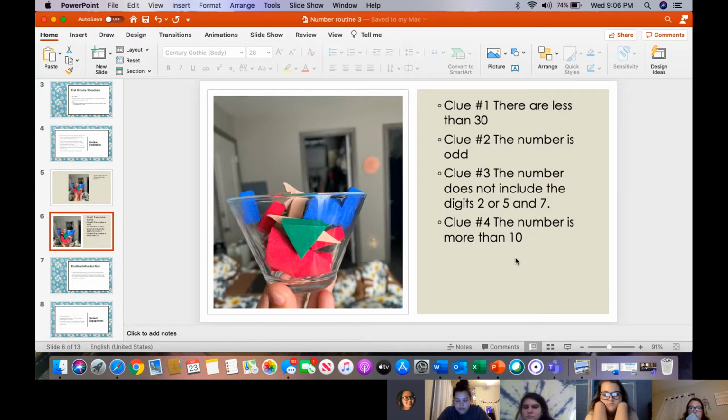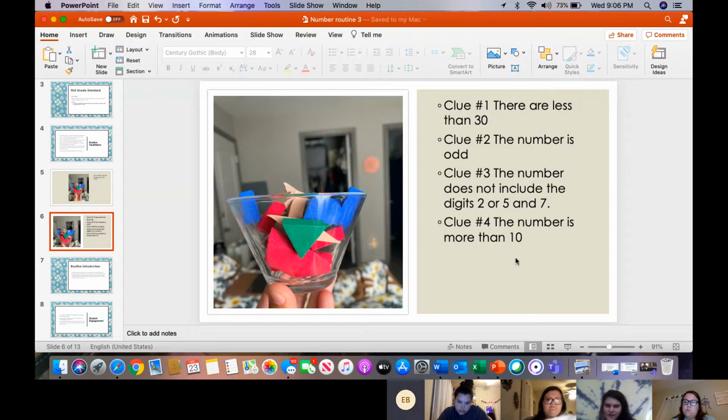Cameron, how many do you think are in the cup? I think that there's 13 objects in the cup because I know 13 is less than 30 and that it's an odd number, and it definitely does not have the numbers 2, 5, or 7 in it, and it's more than 10. So I think that's why there's 13. Okay. Emily, how many do you think are in the cup? I still think there's 13 because it's an odd number that's less than 30, and it has a 3 and a 1, not a 2, 5, or 7, and it's more than 10, and I counted 13 originally, so I think it's 13. Okay. That's a good observation.